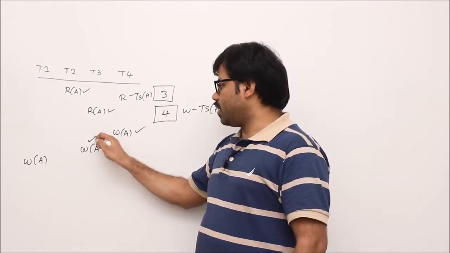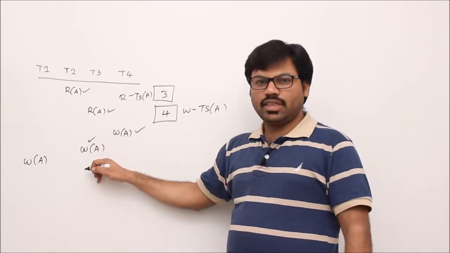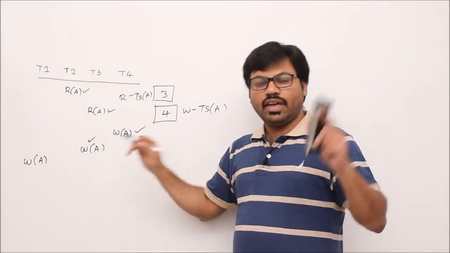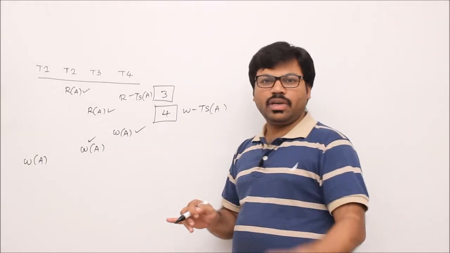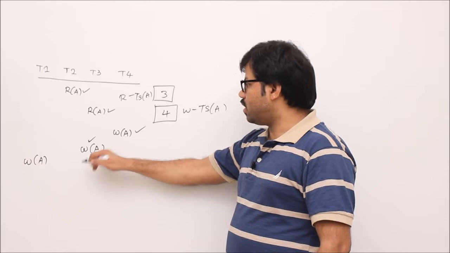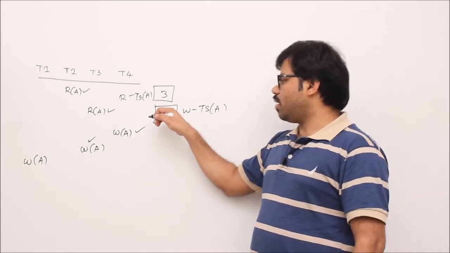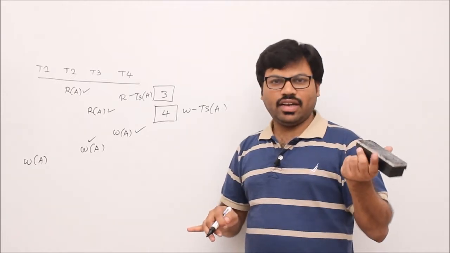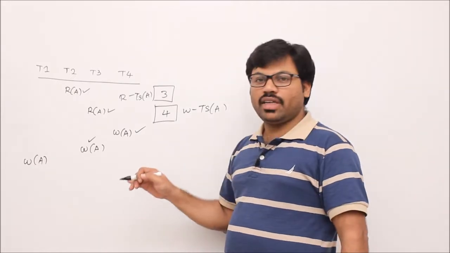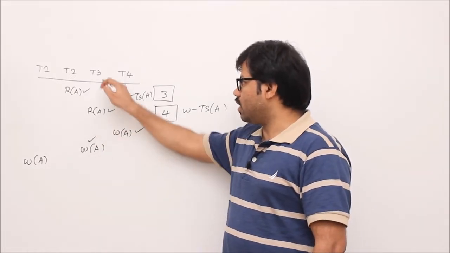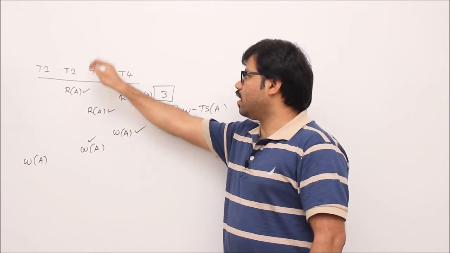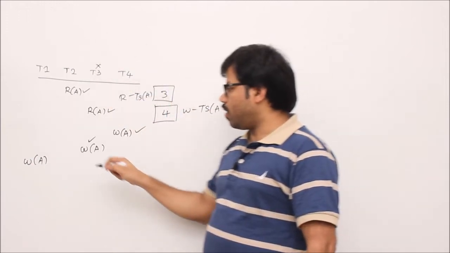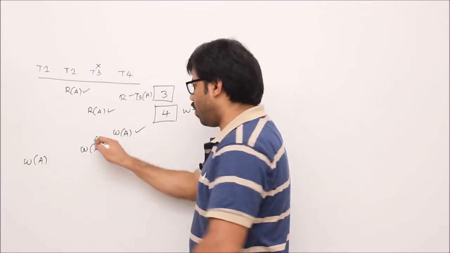Now this write operation next. According to basic timestamp, when you are writing, the readers should be in correct order and the writers should be in correct order. Now your number is 3, but this write timestamp says that you are not in the correct order. That means 4 says that I am not in the right order. That's why in basic timestamp we simply cancel T3. I'll mark it like this. That means this operation will not be performed.